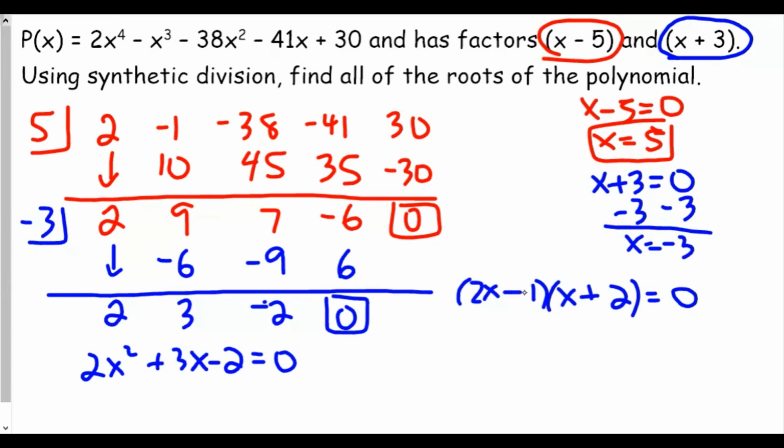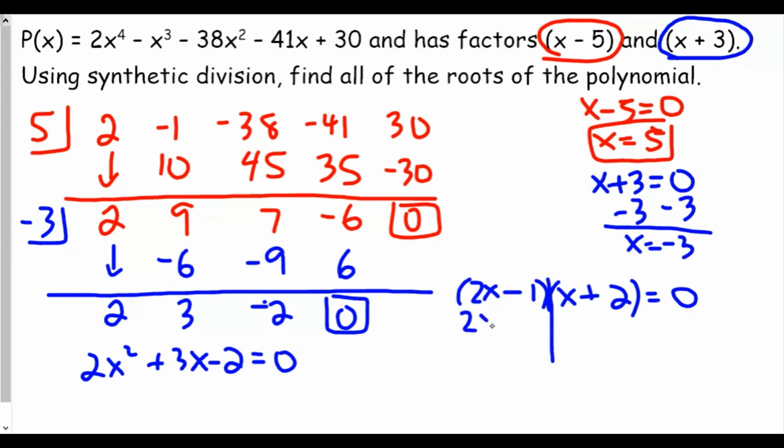And so we multiply this. We're going to get 2x times x is 2x squared. 2x times 2 is 4x. -1 times x is -1x. So 4x plus -1x is positive 3x. And -1 times 2 is -2. So this works out nicely.